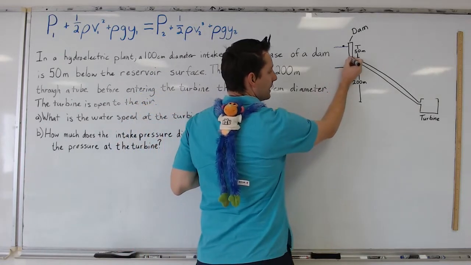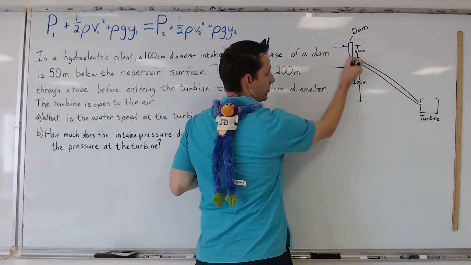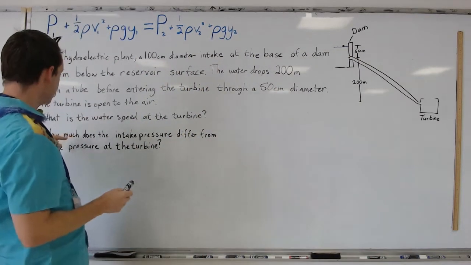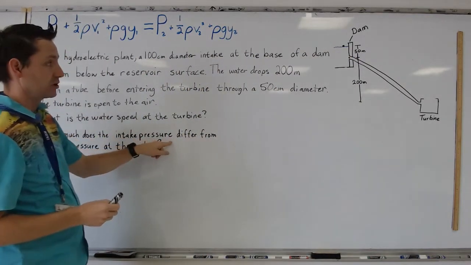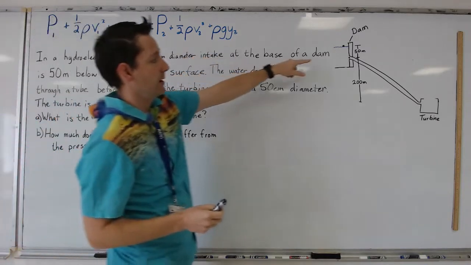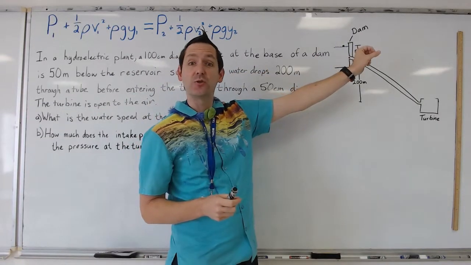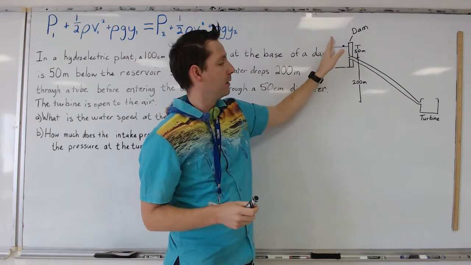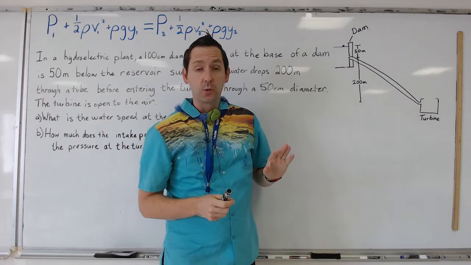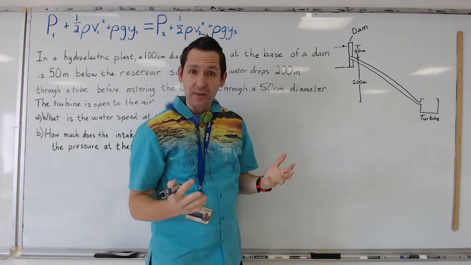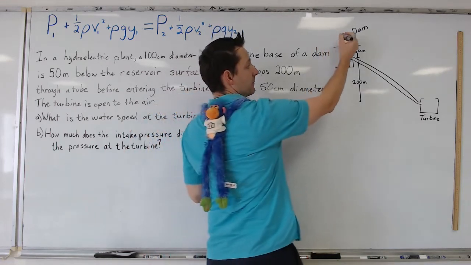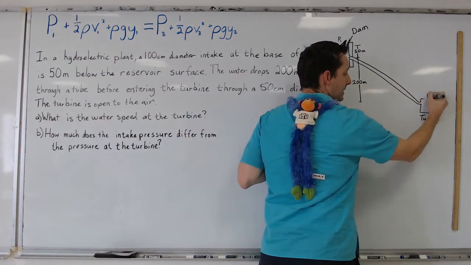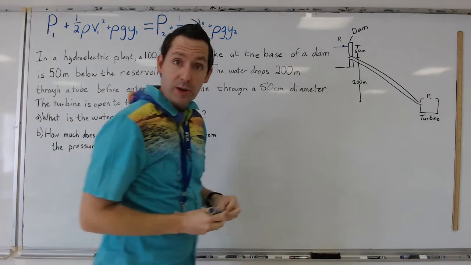Secondly, we've got the point right as it starts going through the pipe here, right? Now that's important because right here it does say how much does the intake pressure differ. So the intake is right here where the water gets taken into the pipe. So how much does the pressure at the intake differ from the pressure at the turbine? Which we already said, because the turbine is open to the outside, is whatever that atmospheric pressure is, going to be the same as the pressure when we get to the turbine.